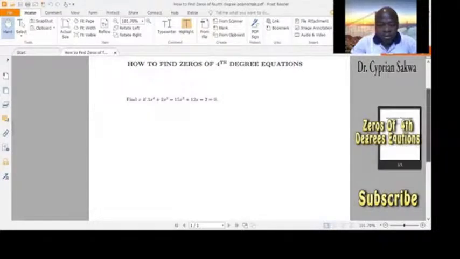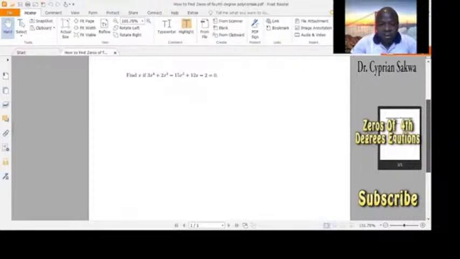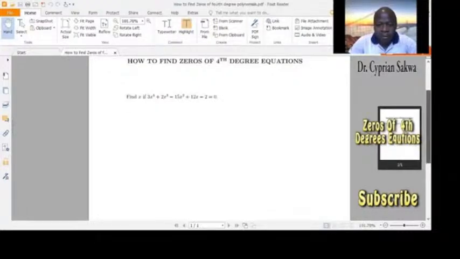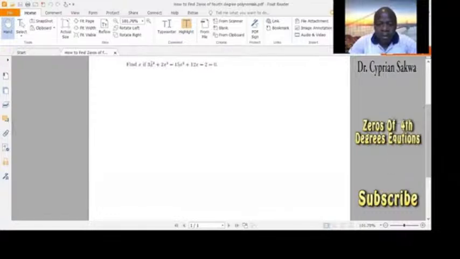So we'll look at just one example to illustrate how to find the zeros or solutions or roots to this kind of equation where the highest power is 4. What I'll be doing is first of all to find out whether this equation can be reduced, whether we can factorize it. Once we find out whether it can be factorized, then we factorize, and after factorizing, we solve and find the values of x.